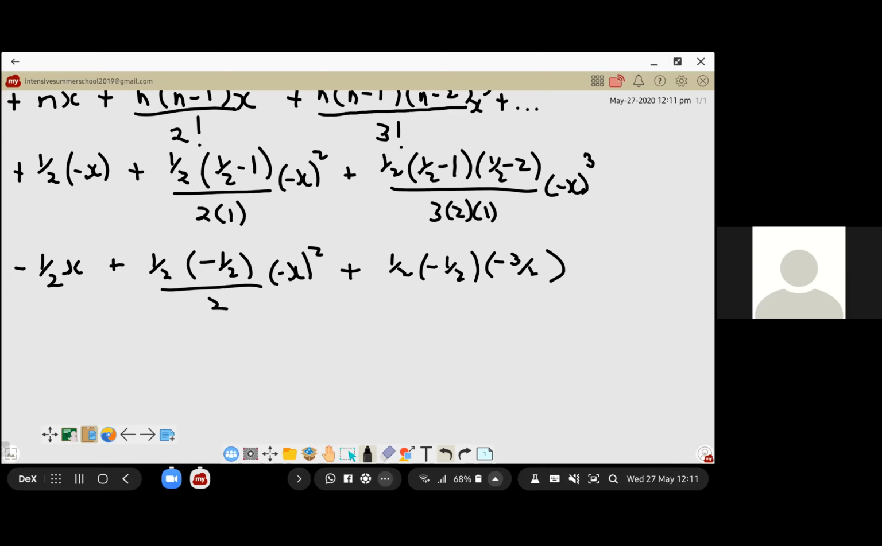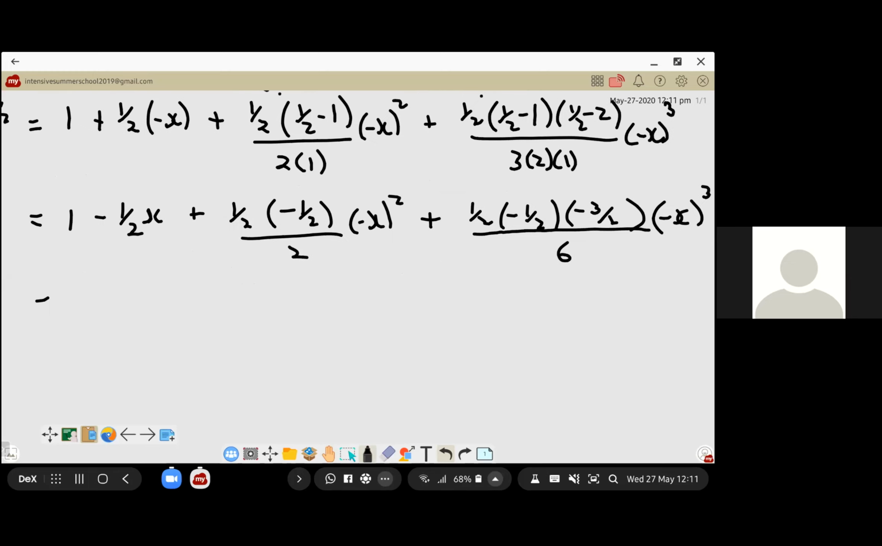So practice with half and practice with negative 1 over 3. Practice with half, practice with 1 over 3. It's going to help you work a bit faster. All over 3 factorial is what? 6. And what? Negative x all cubed plus. This question can even take all our time.